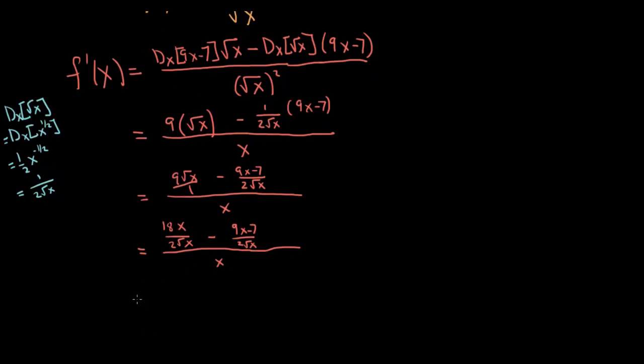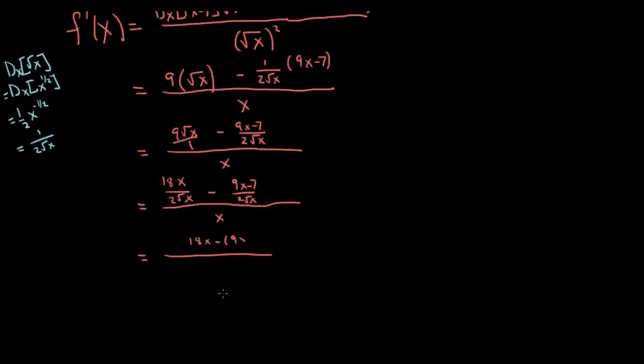Okay, we're getting close here. Now we can combine the numerator. That gives us 18x minus, and be careful, use parentheses here, 9x minus 7. I didn't give myself nearly enough room there, so let me erase a little bit. So we're going to have 18x minus, now use parentheses, 9x minus 7 all over 2 square roots of x, everything divided by x.